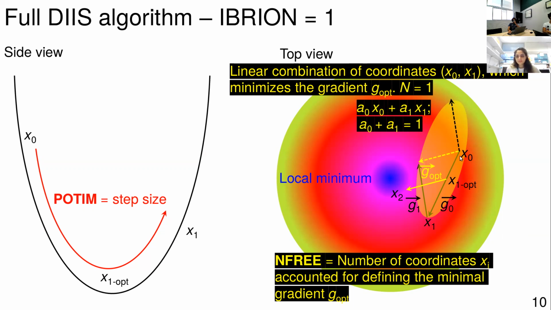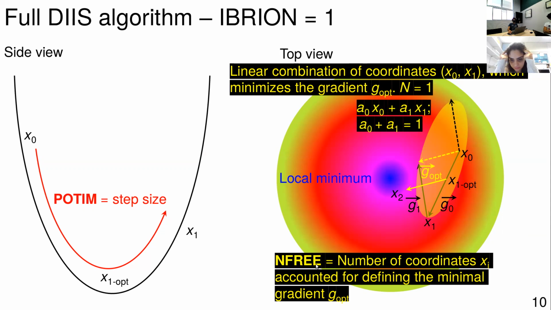So from x0 you move to x1, then you take linear combinations of x1 and x0, you go and see all the coordinates in this area, and you calculate the gradients for all these coordinates, okay? And then you say, look, x1 opt is the one that minimizes my gradient. It's a good point because it is the local minimum, okay? And then from here, you calculate also the gradient in one direction, and then you move along the gradient, and you repeat this process for all the steps.